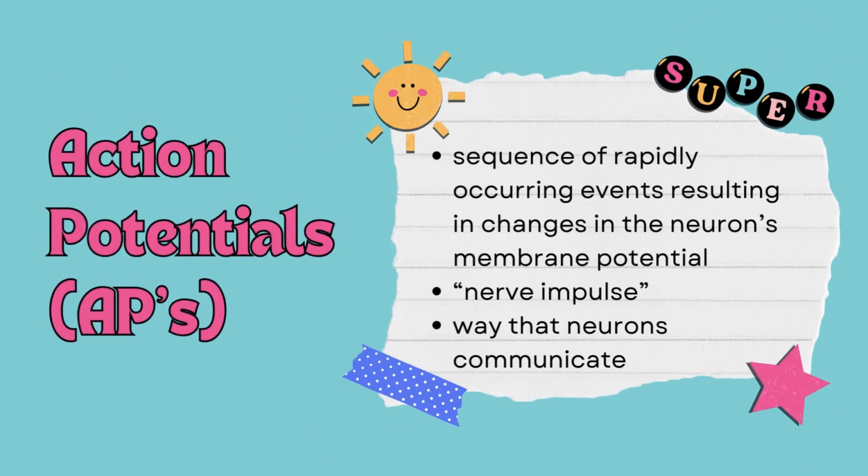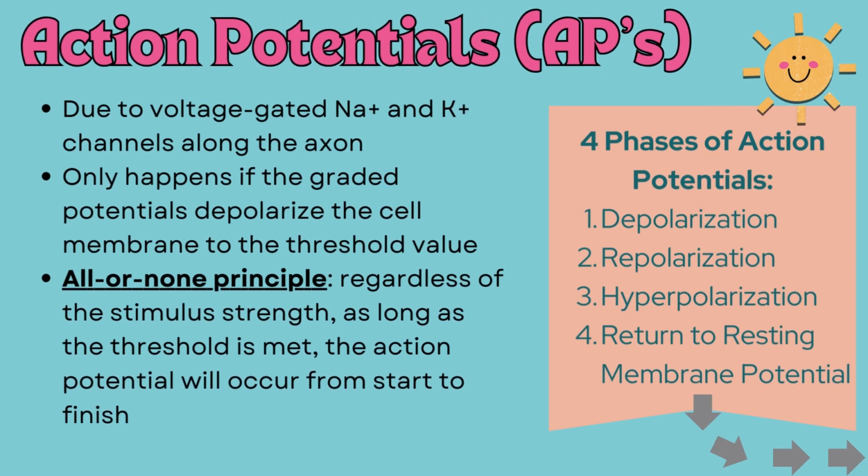Action potentials are a sequence of rapidly occurring events resulting in changes in the neuron's membrane potential. They are also known as nerve impulses. Action potentials are the way that neurons communicate. Action potentials are due to voltage-gated sodium and potassium channels opening and closing along the axon. Action potentials only happen if the graded potentials depolarize the cell membrane to the threshold value.